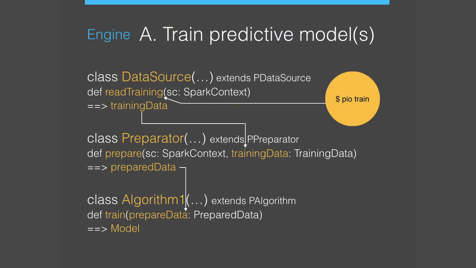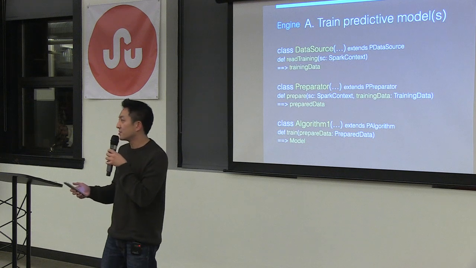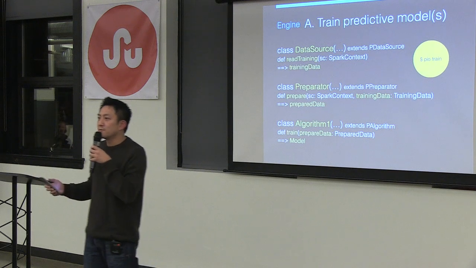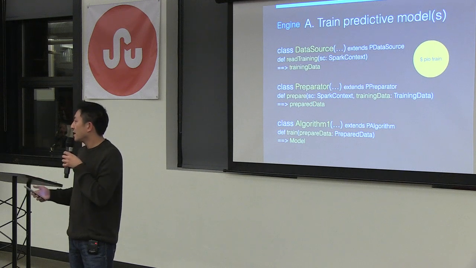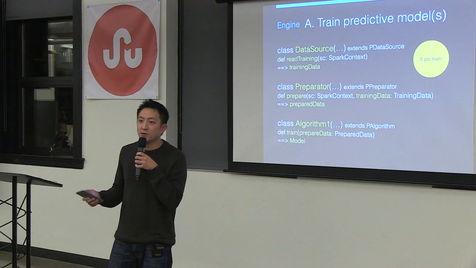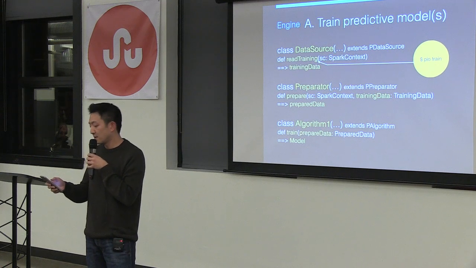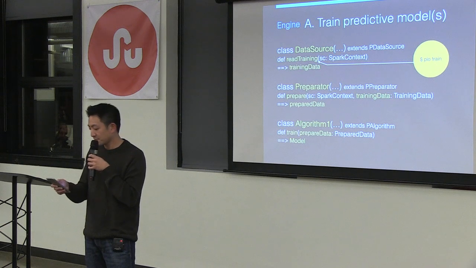Now, you can see that we separate the components into different classes: data source, preparator, algorithm. And in each class, you have the functions responsible for different things. So let's assume I'm building a recommendation engine. I defined these classes. And then on the PredictionIO platform, I just need to run the command pio train. What it does is it will trigger the read training function of the data source, which would pull data from the event server, and then prepare it into the training data format.